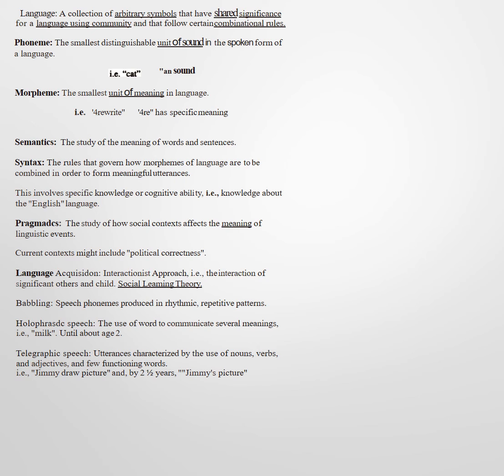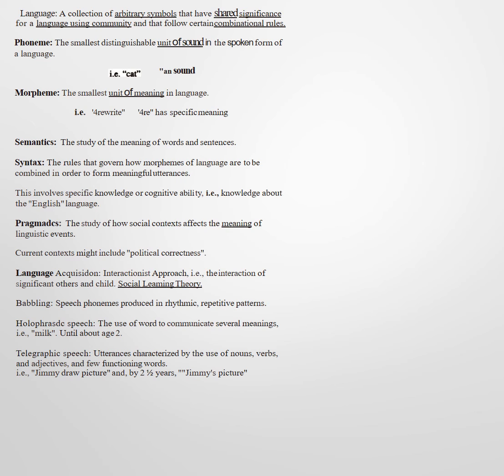Phonemes are the smallest units of sound. So the sound of a in the word cat is a phoneme. A morpheme is the smallest unit of meaning. So if you look at the word rewrite, if you articulate re, it has the same meaning regardless of its context. Semantics, of course, is the study of the meaning of words and sentences. Attorneys, for example, are really good at semantic arguments.